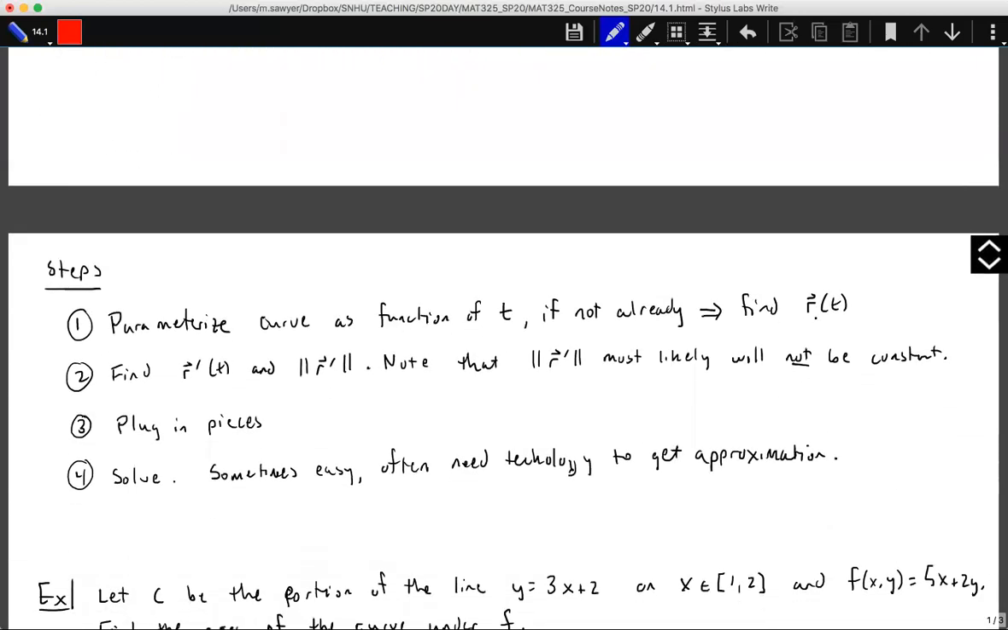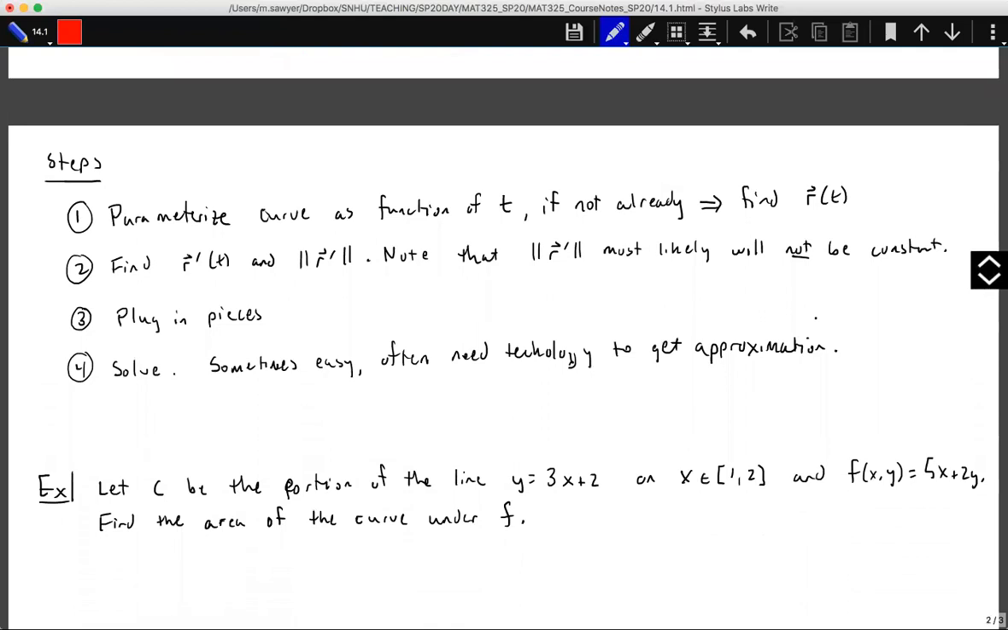So there are 4 basic steps. First, parameterize your curve C as a function of time if it's not already. This is equivalent to finding the vector valued curve r of t. Secondly, find your velocity vector and its magnitude. Again, note that the magnitude will most likely not be constant; it will be a function of time. Then plug your pieces into your line integral and solve. Sometimes this is easy, but oftentimes you will need some technology to solve it. So let's look at an example here.